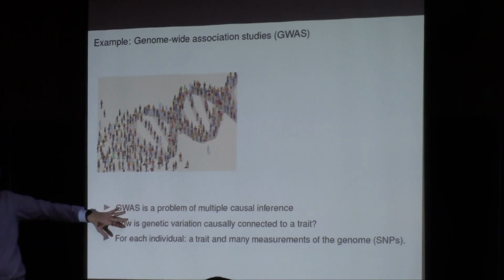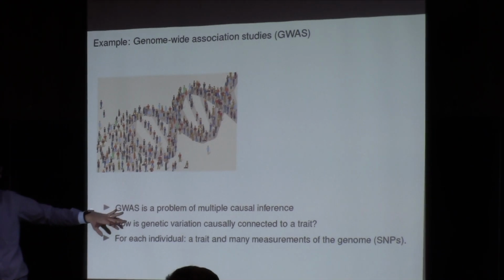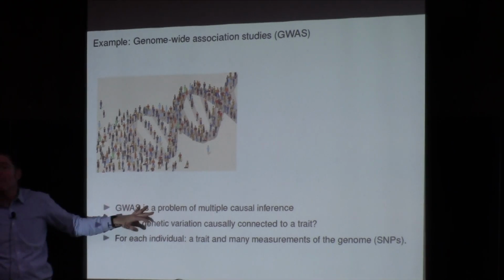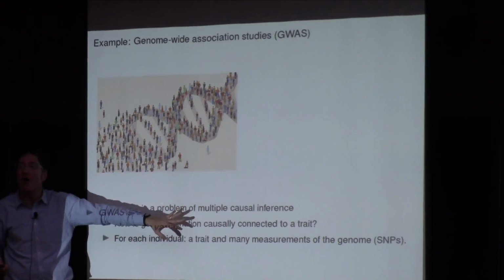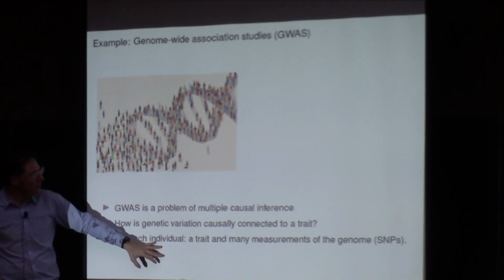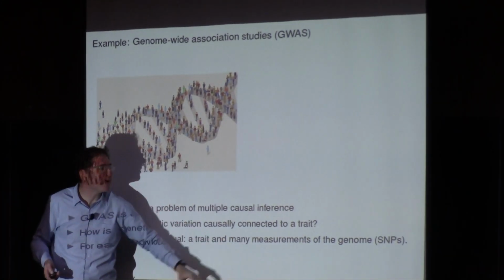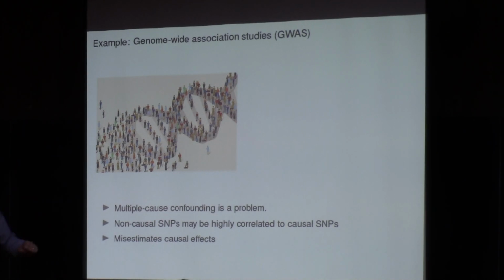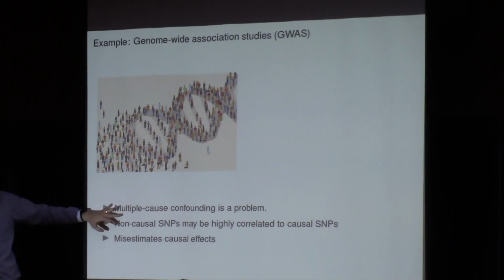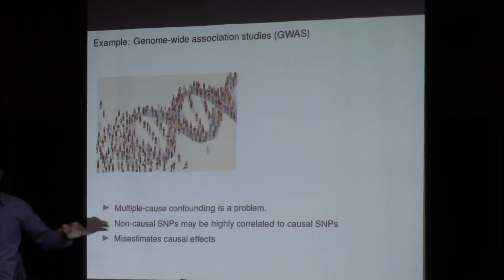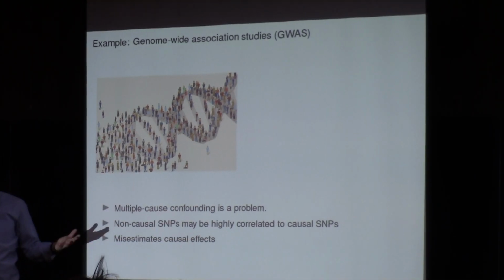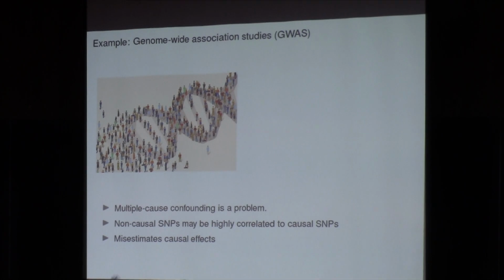Okay, so genome-wide association studies, GWAS, is kind of the motivation behind this work. It's how we got into it, by reading papers about GWAS. It is a problem of multiple causal inference. How is genetic variation causally connected to some trait? For each individual, we observe a trait, and then many measurements on the genome, or SNPs. I'm not an expert in this, so if there are experts in the room, please correct me when I say things that don't make sense biologically. So multiple cause confounding is a problem, because non-causal SNPs, measurements on the genome, might be highly correlated to causal SNPs, and that misestimates causal effects, the same way that we misestimate M and Q.